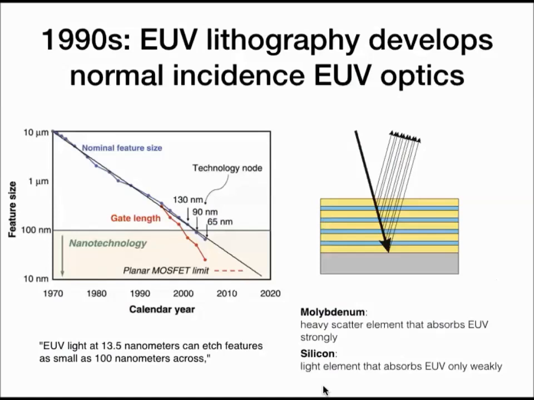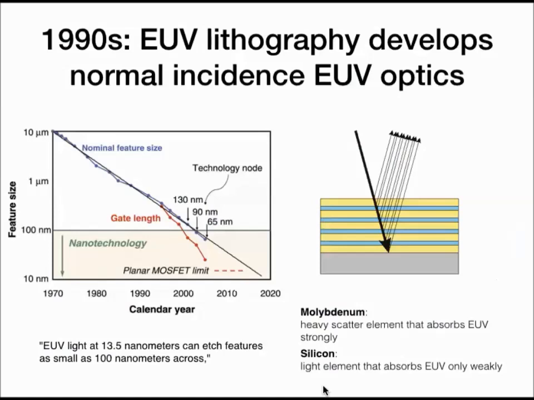EUV optics. And as part of that, Stanford University developed multilayers, which you see on the right here, which is actually just, let's say, a mirror surface that you coat with alternating little layers of two elements, molybdenum and silicon. One absorbs EUV strongly and the other one doesn't. And by tuning the number of these layers and the thickness of these layers, you can create a constructive interference pattern such that only one EUV wavelength is reflected and all the rest is absorbed. So this was a breakthrough.